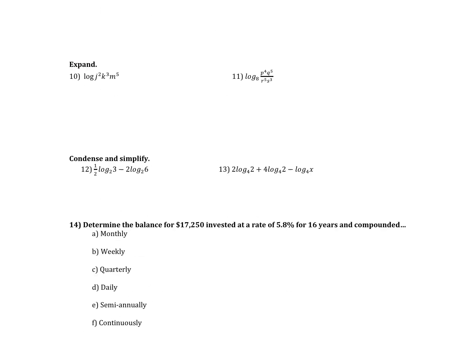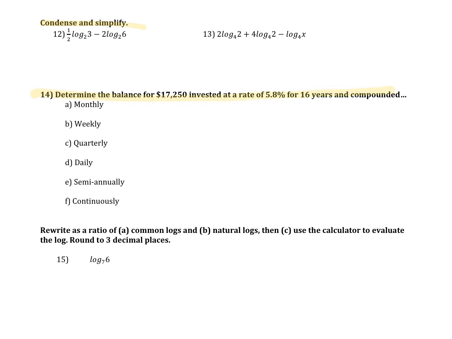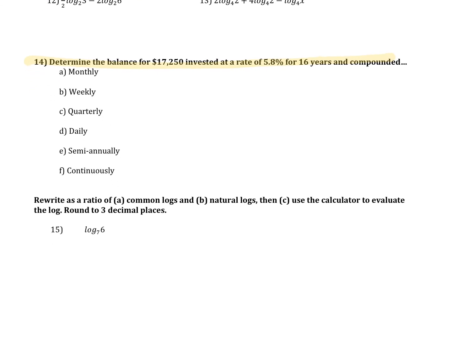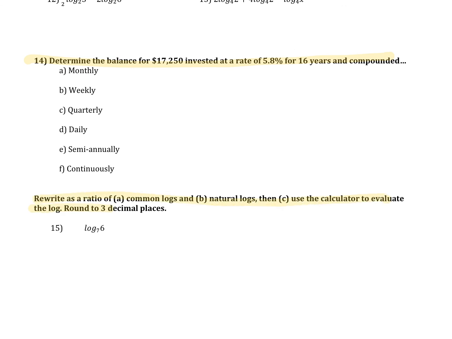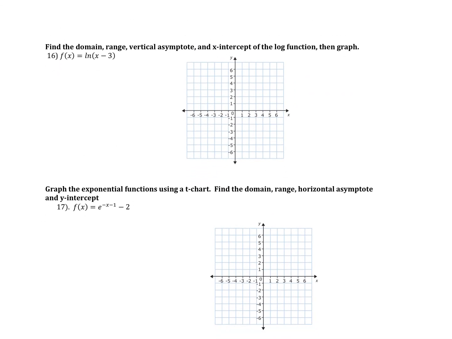On the second page, you've got your expand and condense, which is the stuff from yesterday. You've got your interest problems, which was from 3-1. And then the natural log and common log ratio, or the change of base, that was from 3-3, from yesterday. The formula is not going to be given to you, so make sure that you know that formula. And again, every time you do that problem, rewrite that formula. It'll help you remember it. Remember, it's one formula for A through E, and then another for the continuous. And then the last 2 graphs I added on, LN and E.